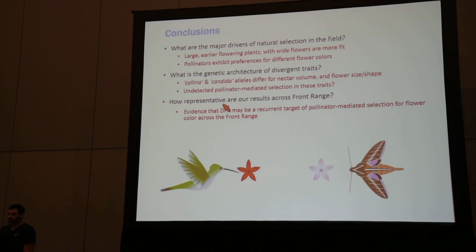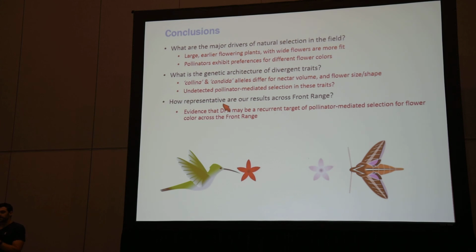What is the overall genetic architecture? We find a lot of QTL for our traits, several of them potentially overlapping. We were able to confirm that Kalina and Candida alleles differ for several of the other traits that show divergence, including volume, flower size, and shape. But interestingly, we didn't see in our experiment divergent preferences on some of those traits. So perhaps there's some undetected pollinator-mediated selection occurring.